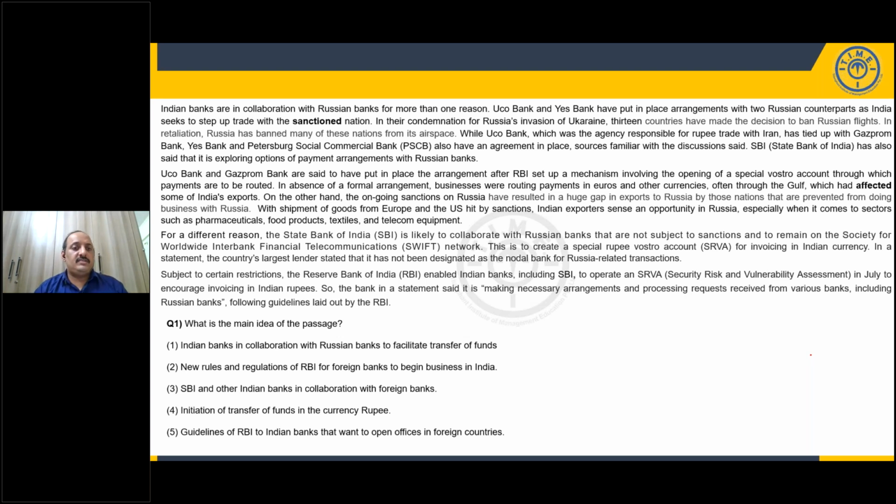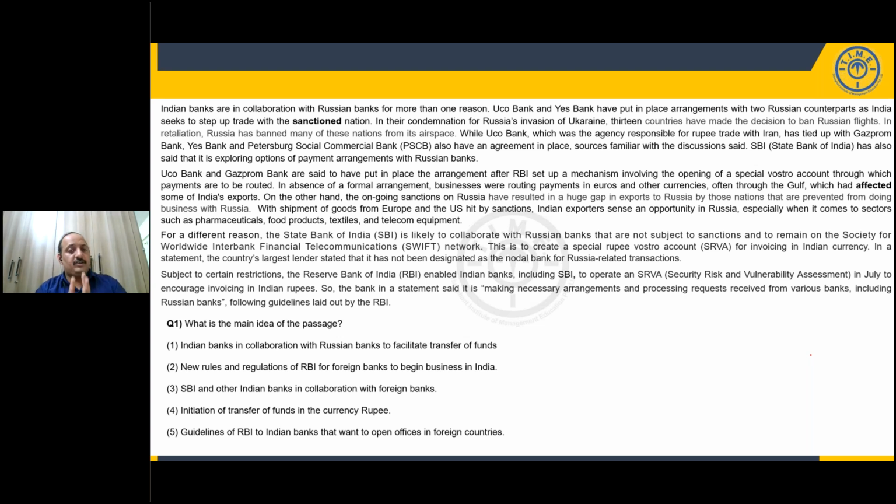So with shipments of goods from Europe and the US hit by sanctions, Indian exporters sense an opportunity in Russia, especially when it comes to sectors such as pharmaceuticals, food products, textiles, and telecom equipment. So the two reasons why Indian banks are in collaboration with Russian banks were, the first one is that when there was no formal arrangement in place, the Indian exports were getting affected because businesses were routing payments in euros and other currencies. So by having this arrangement, that problem is getting solved.